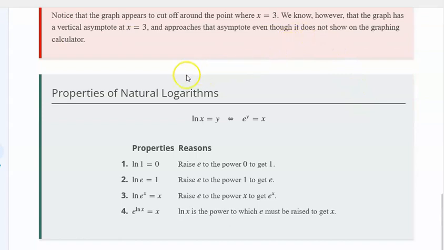Now notice these properties of natural logs also apply to common logs, but write these in your notes. Pause, take a moment. I'll go over them with you. So the natural log of 1 is 0, because when we put that in its exponential form, anything to the 0 power is 1.